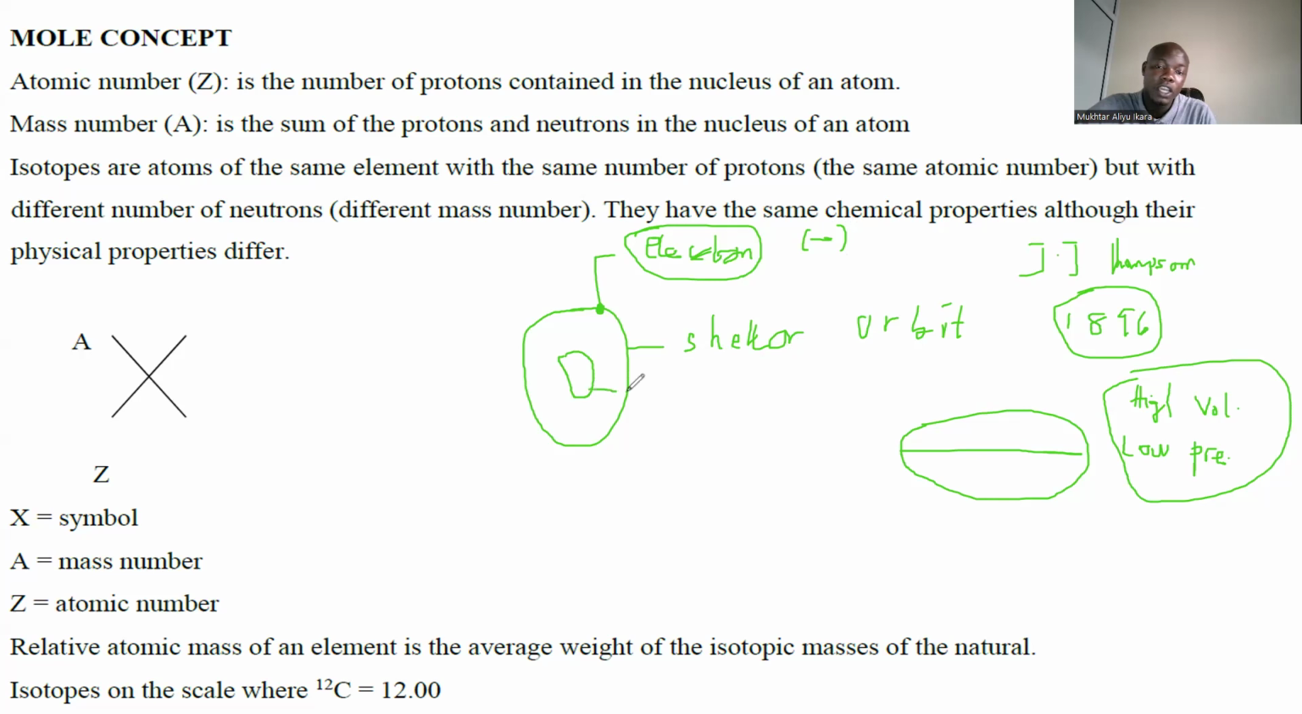And then after this, we have the nucleus. In the nucleus, we have protons and neutrons. Protons have a positive charge, and neutrons are neutral. They don't have any charge.